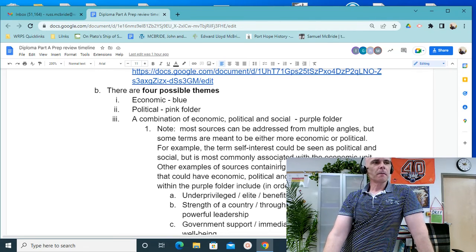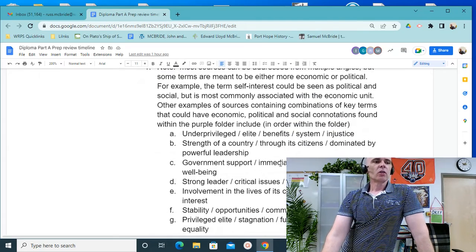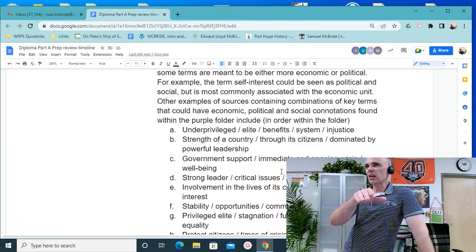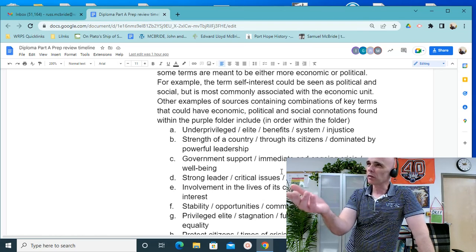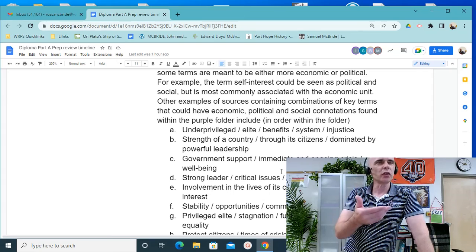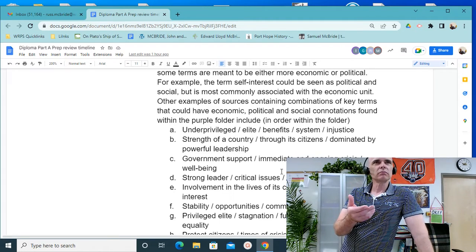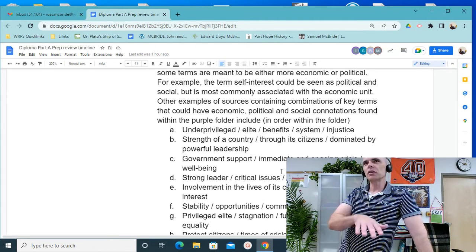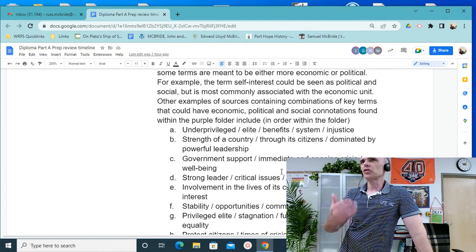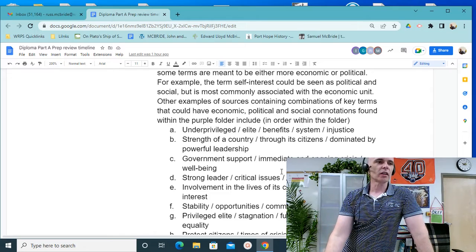All right, so the purple folder has lots of overlap, like the term underprivileged. Could be economic underprivileged, could be political underprivileged, could be social. The phrase, the strength of a country, that's an economic term. But you could argue that a political, like a democracy, could be a sign of a strong country. Or social equality could be a strong country.